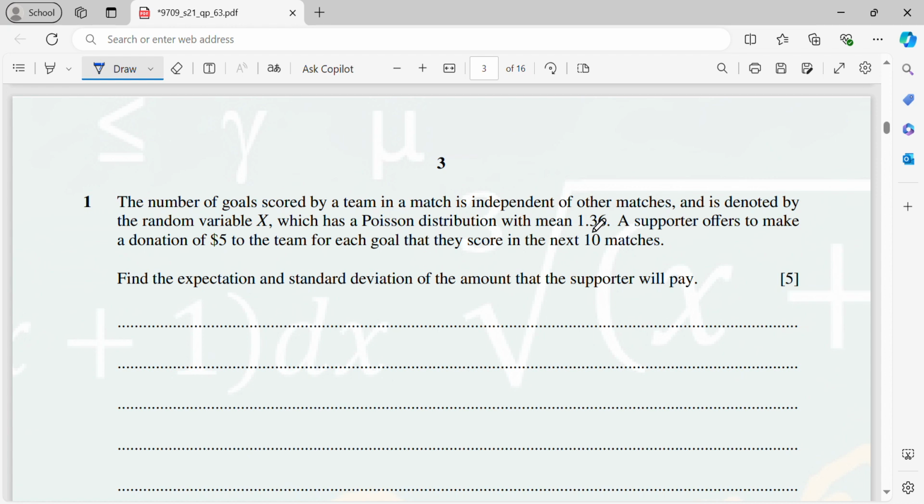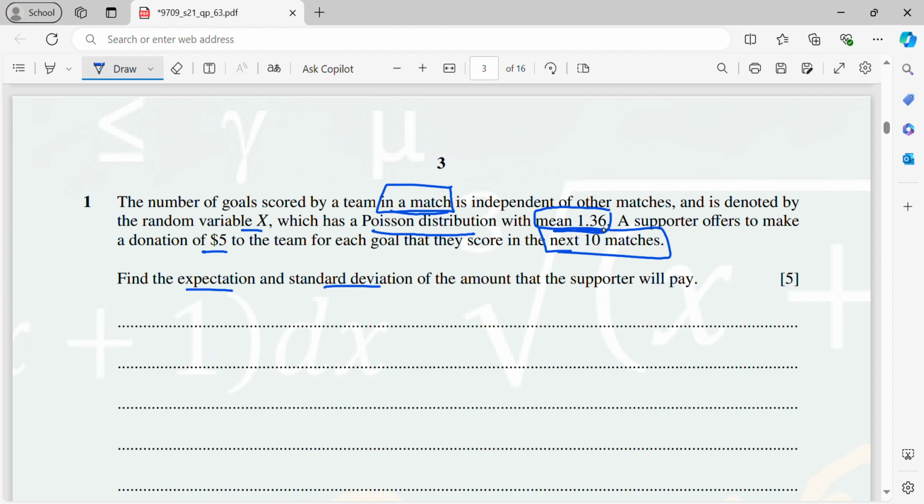Question number 1. The number of goals scored by a team in a match is independent of other matches and is denoted by the random variable X, which has a Poisson distribution with mean 1.36. So this 1.36 is for one match because it's in a match. Now a supporter offers to make a donation of $5 to the team for each goal that they score in the next 10 matches. Now find the expectation and standard deviation of the amount that the supporter will pay.